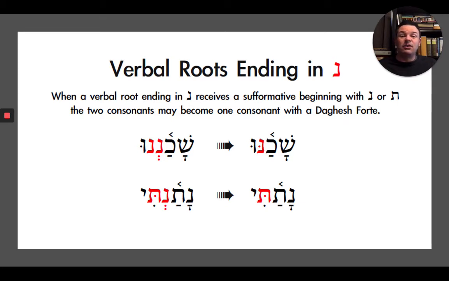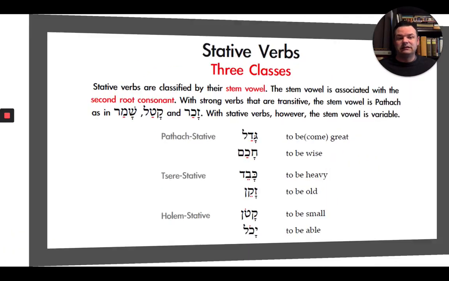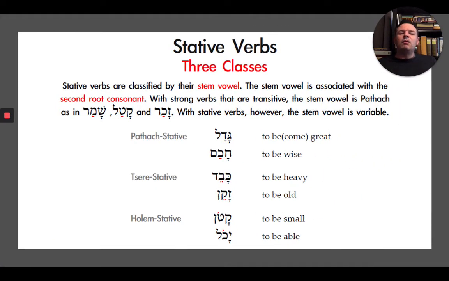Nathati. Now, Nathan is a very common word, and you just kind of get used to seeing that. Here I want to talk briefly about statives. Don't spend too much time focusing or worrying about statives. The textbook talks about these.